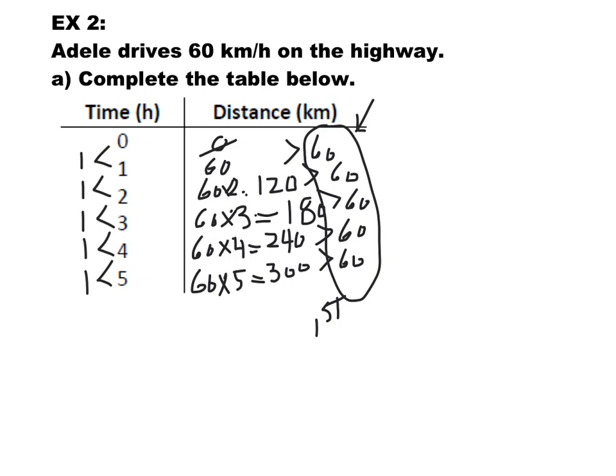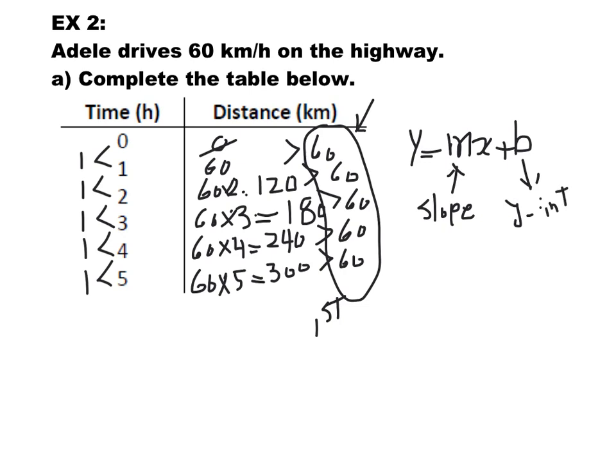For a linear equation, in general, the equation of the line is y equals mx plus b, where m is the slope and b is the y-intercept.